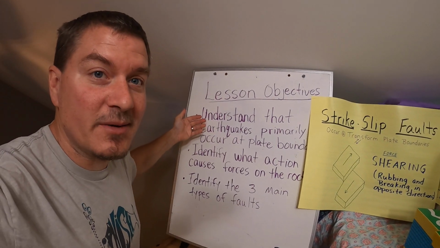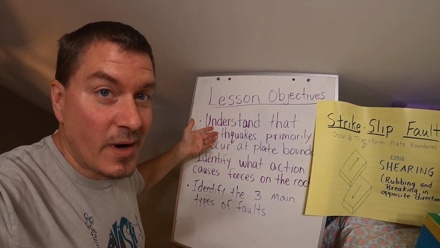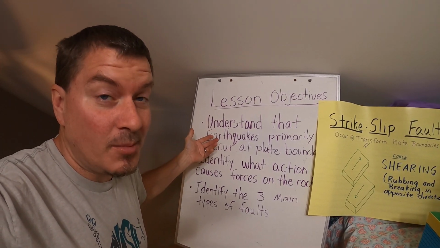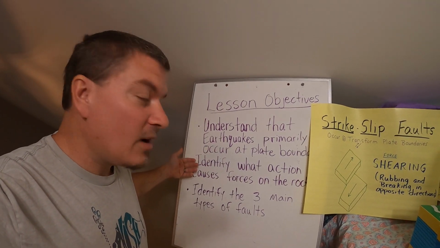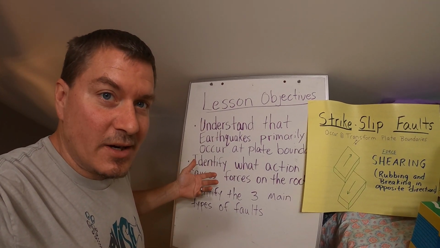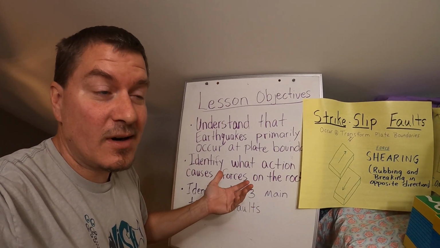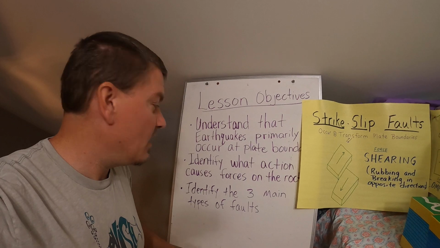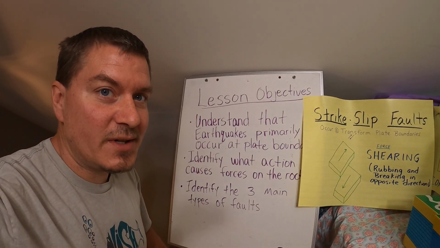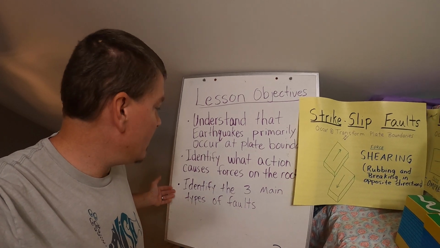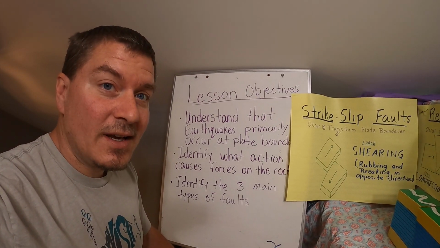Our first objective is to understand where earthquakes are happening, that earthquakes primarily happen at plate boundaries. Then we're going to look at what actions are causing the forces on the rocks. These forces get rocks to shift and move, and those movements are what an earthquake really is. The earthquake is the waves, the energy that moves out from the shifting of large pieces of rock. Then our last step is to identify the three main types of faults.